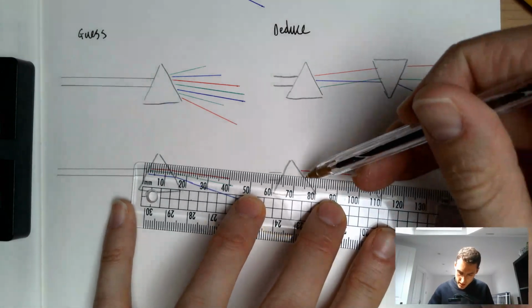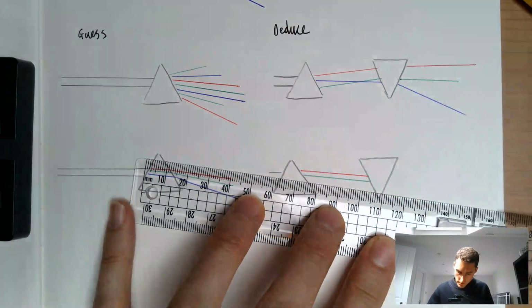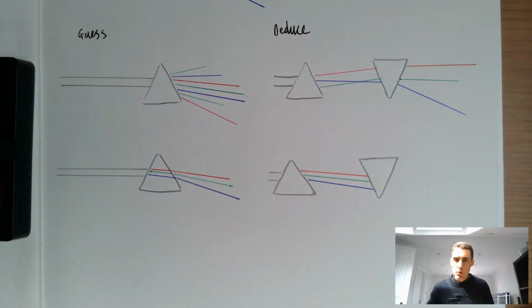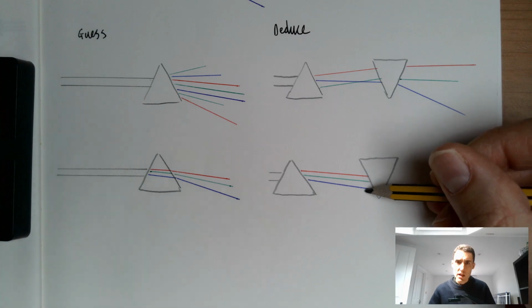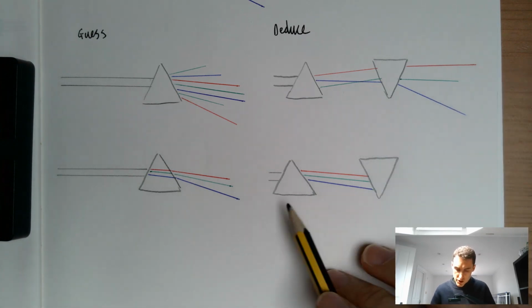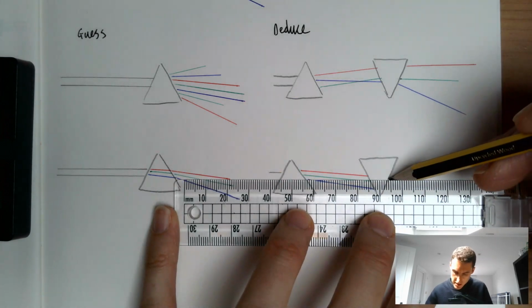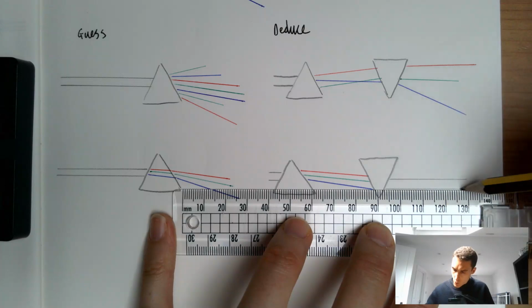do the green next. These shouldn't quite be parallel actually, so they should look something like that. What you would expect to happen is that these 3 rays of different coloured light should, if you've positioned the prisms correctly, come back together to form white light.